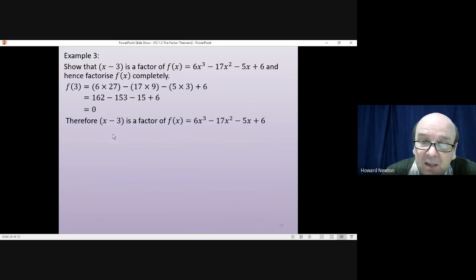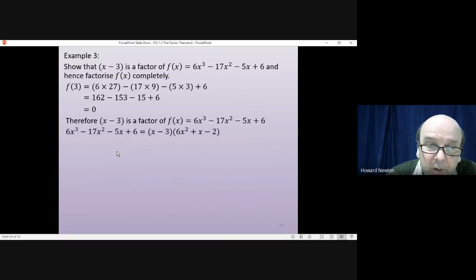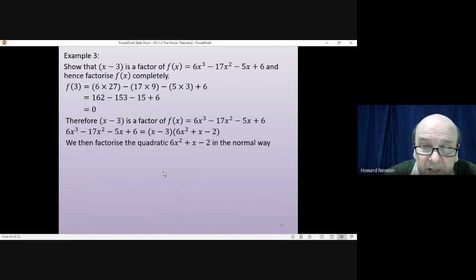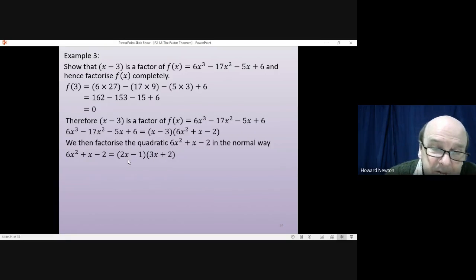Once you know that you have a factor, you can then divide by that factor to simplify the question. So 6x cubed minus 17x squared minus 5x plus 6 divided by x minus 3. So if we use the normal method, that's what you get for the answer in the second bracket. 6x squared plus x minus 2. Now what you do is you look at the quadratic, and you factorize the quadratic just by normal methods for factorizing. And that gives you 6x squared plus x minus 2 is equal to 2x minus 1 times 3x plus 2. And you'll notice here that both of these factors have got a number in front of the x.